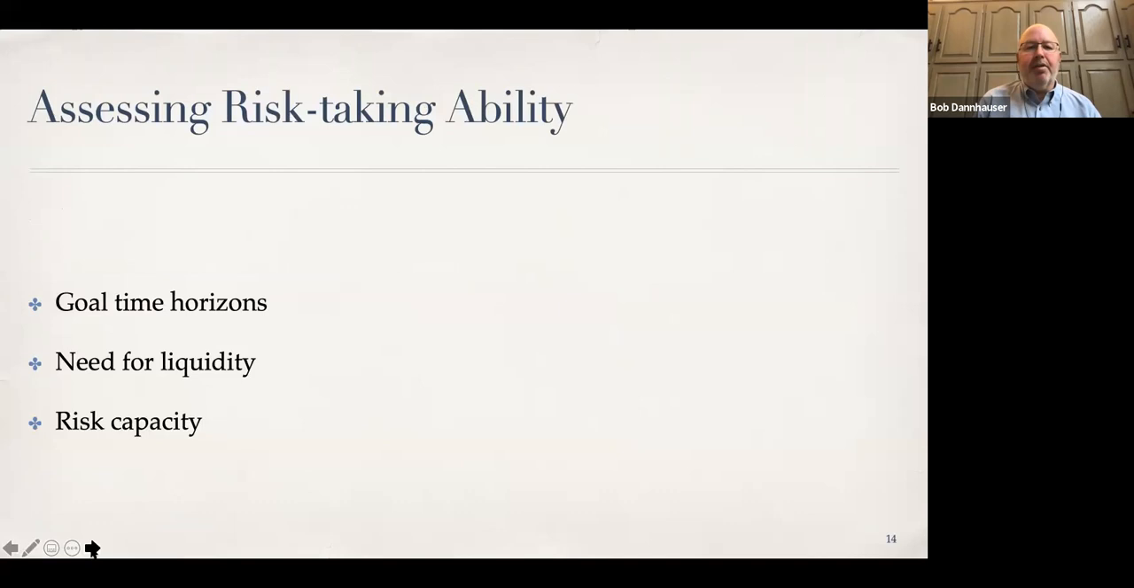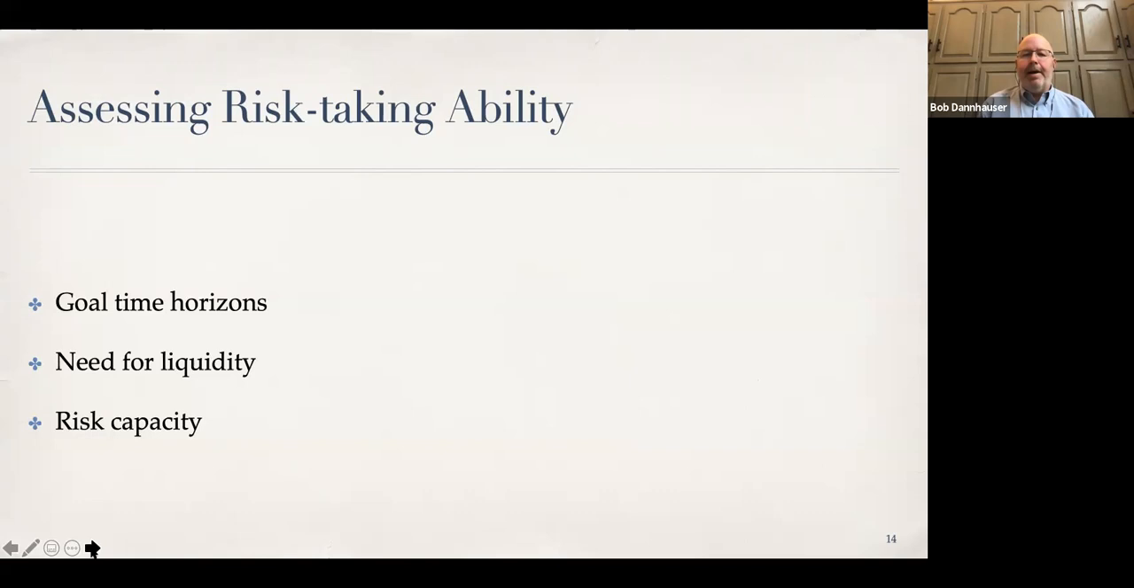So the second of those dimensions, which I think is the most commonly ignored dimension in forming a judgment of client's risk assessment or risk profile. Risk-taking ability refers to the ability to withstand a downturn in markets or negative returns without sacrificing something that's essential to the client, so standard of living or other essential financial goals. And the three dimensions that we think are relevant to that are time horizons.